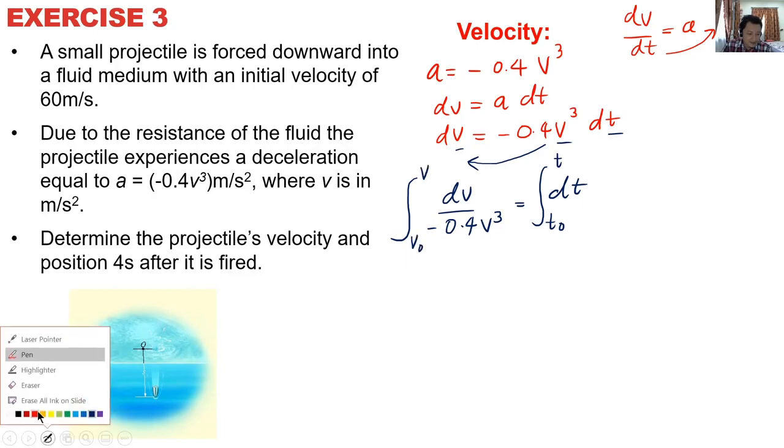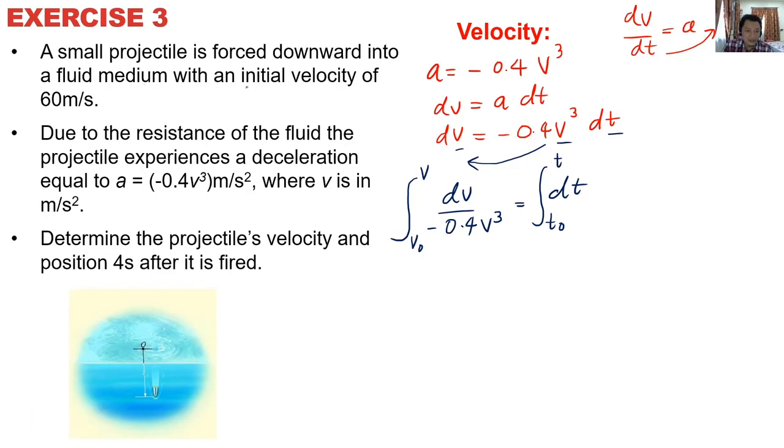So what are the values? For the values you have to refer to the initial velocity, which is 60 meter per second. Final velocity we don't know. Initial time is 0. Final time is 4 seconds. So we have to solve this integration.